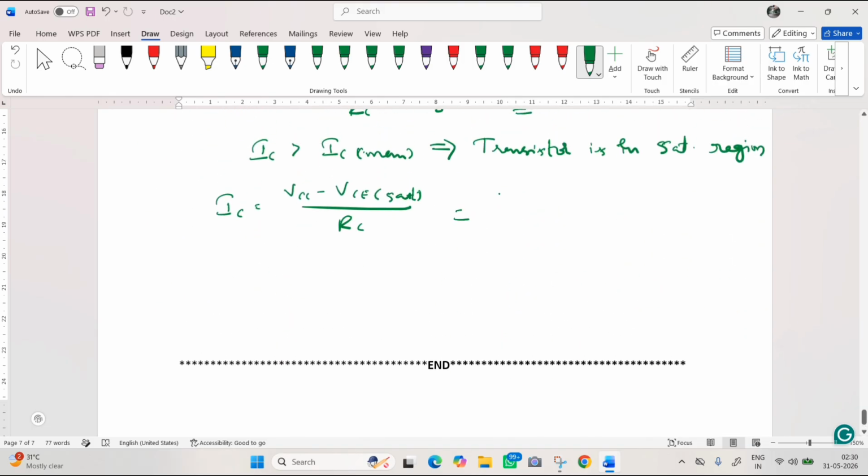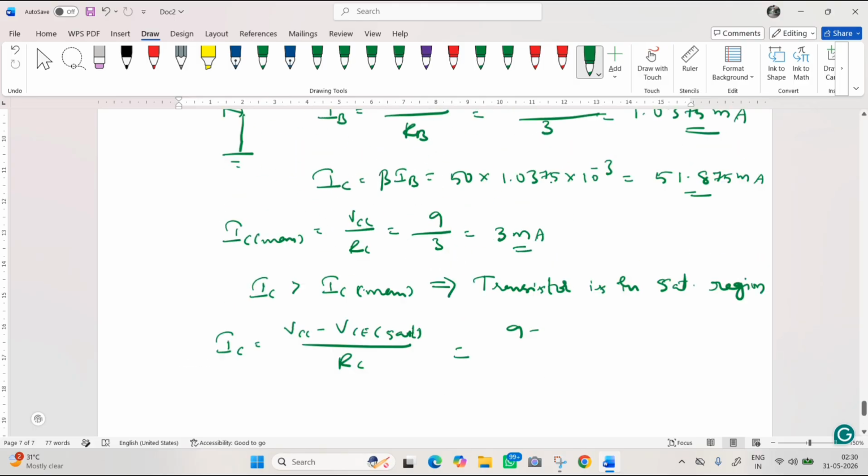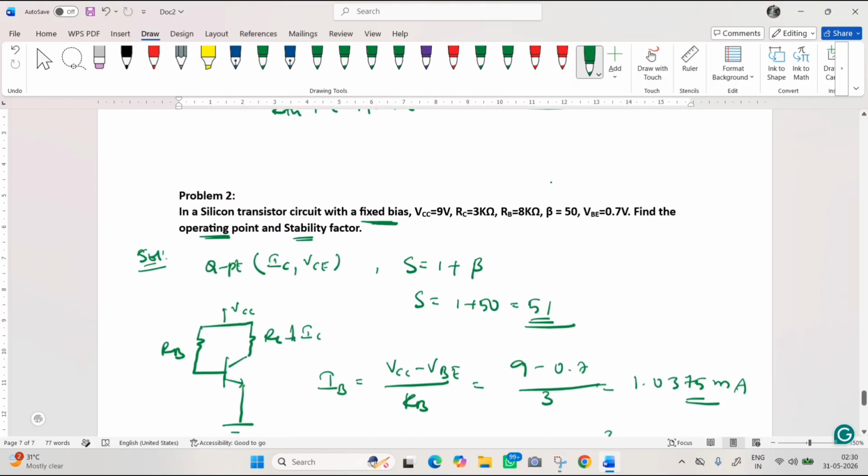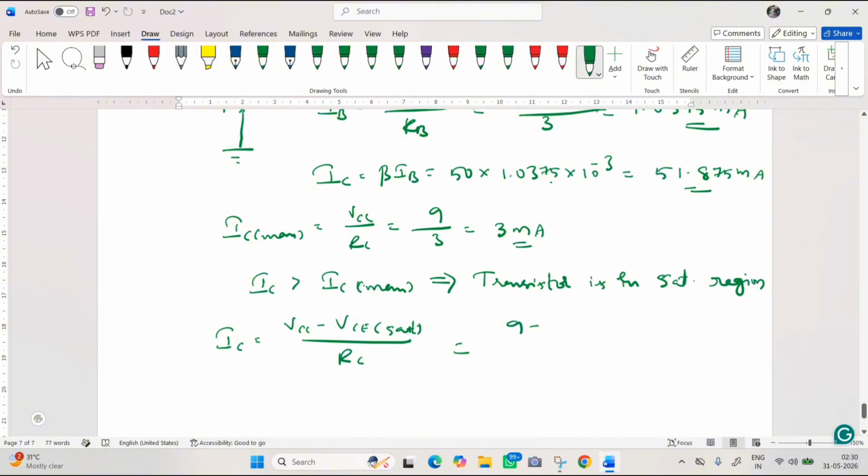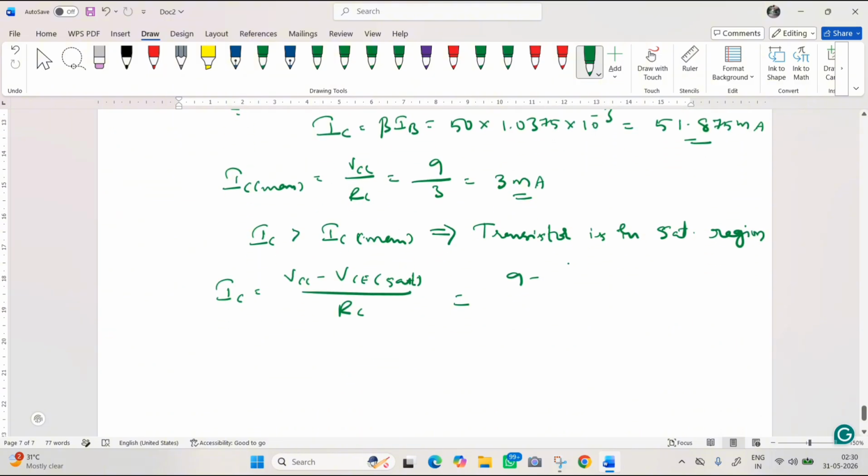Then this IC value will become VCC value minus VCE saturation value, which is equal to 0.2 actually. Was it given in the question? No, it was not given. So by default, VCE saturation will be equal to 0.2. If something was given, then you can consider that value. Otherwise, you have to consider the default value 0.2. Divided by RC value 3, and doing these calculations, we'll get 2.93 milliamps. This is the correct amount.